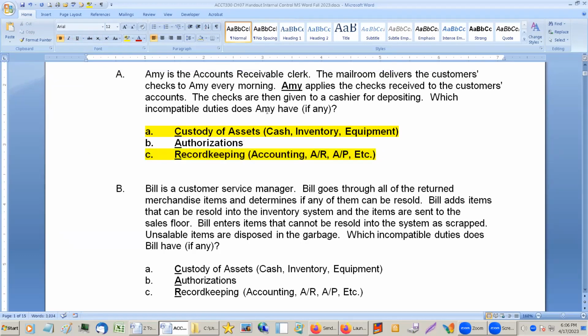So you'll notice what Amy could do. She could take one of these checks or more. Let's say it's for $500, and then she could keep that $500 and then go to that customer's account and give a credit of $500 or whatever it was. And then never give the check to the cashier, and the cashier would never know. So Amy should never get the checks. You never have accounting people get the checks.